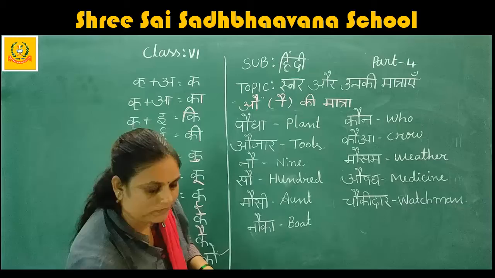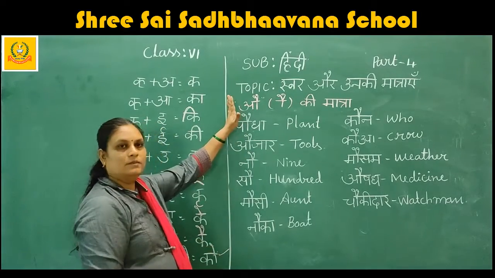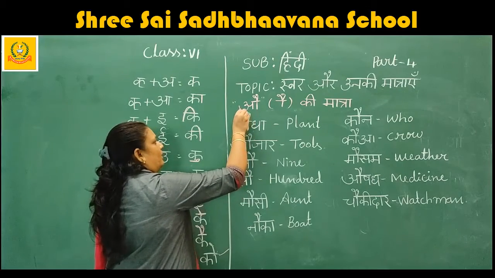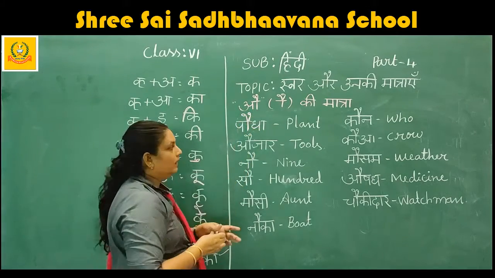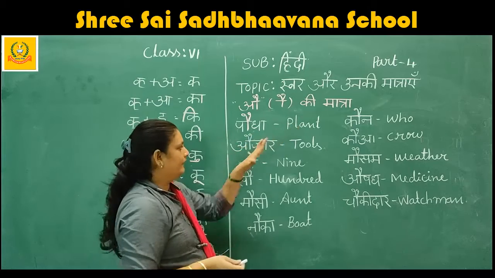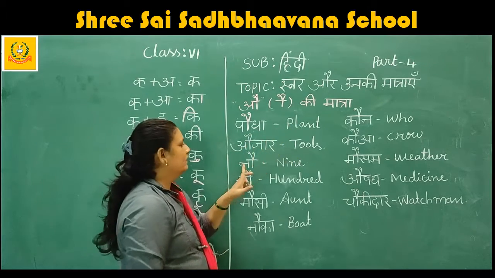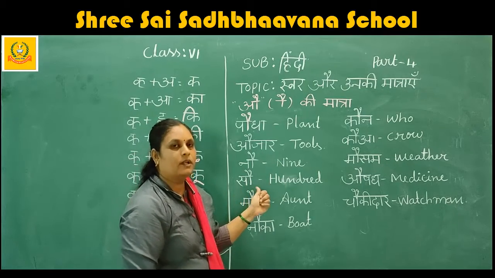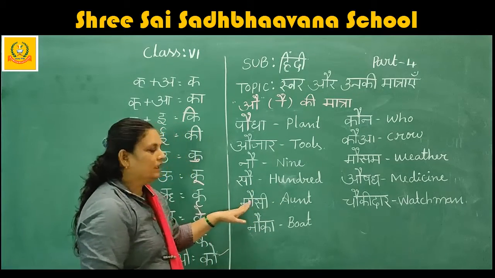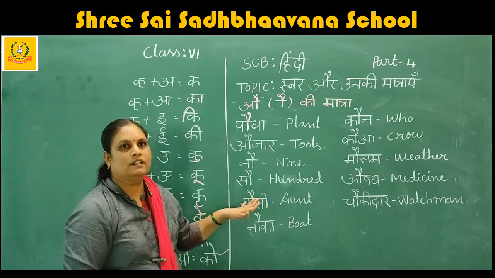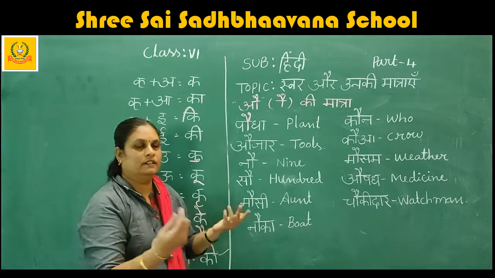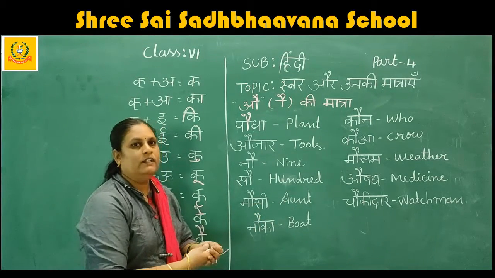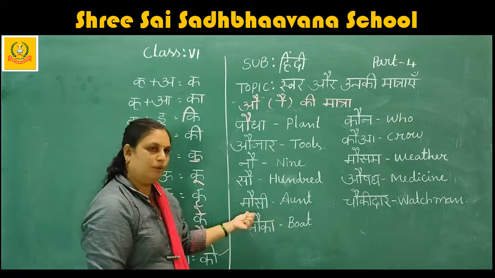Okay children, these are the Auki matra words with the meanings. Which matra is this? This is Auki matra. See here, this is Pa plus Au, Pau and Dha. Paudha means plant. Aujar are tools. Now, number nine. Nau means nine. Sau means 100, that is also a number. Mausi, aunt, mother's sister. Your father's brother's wife, you will call a mausi. And usually for elders, we will call aunt only, that is mausi.